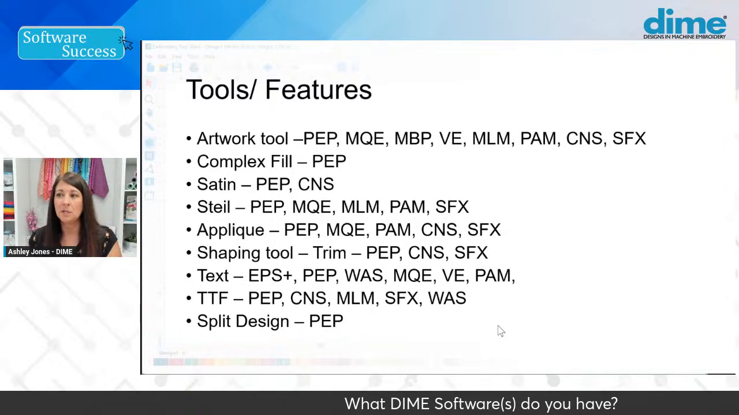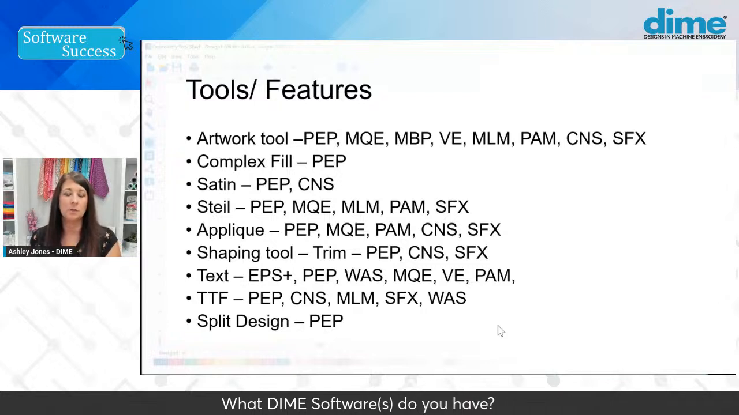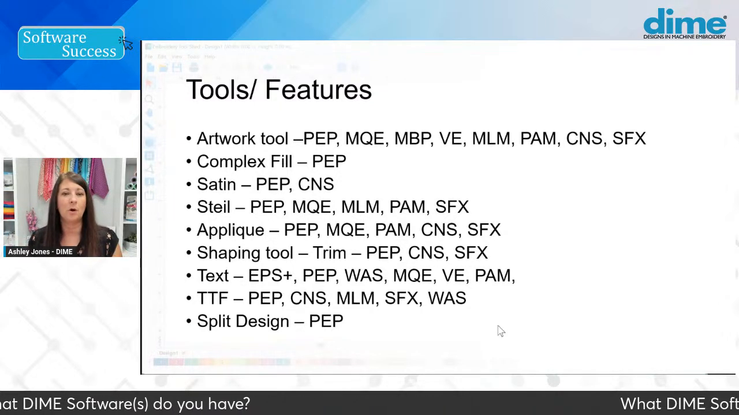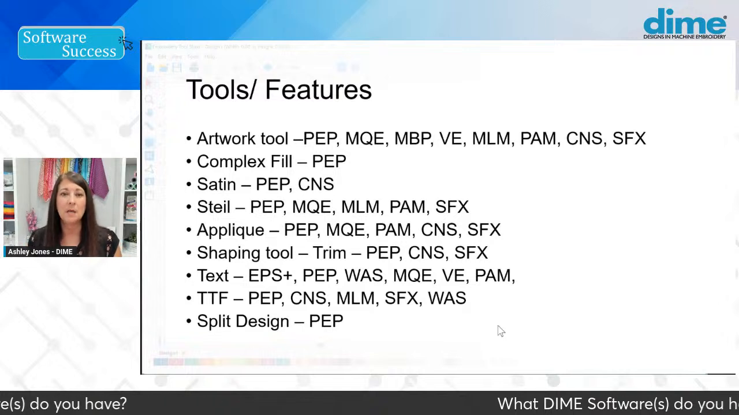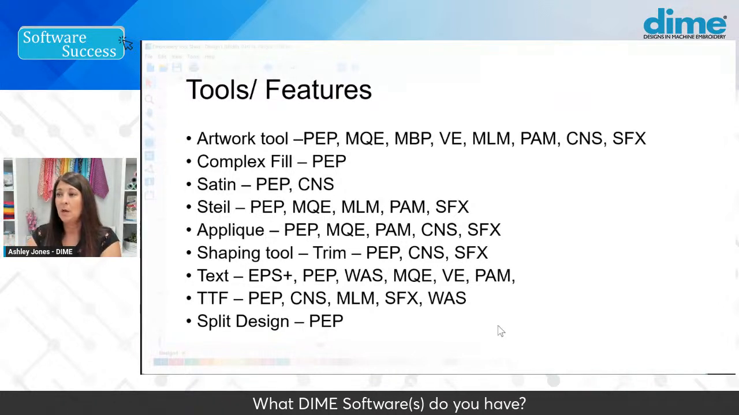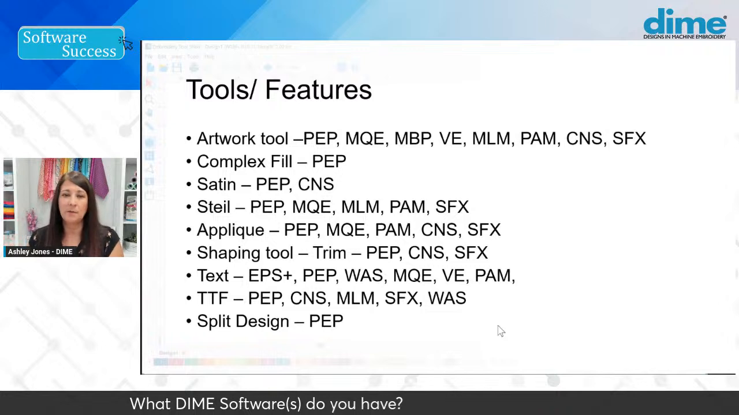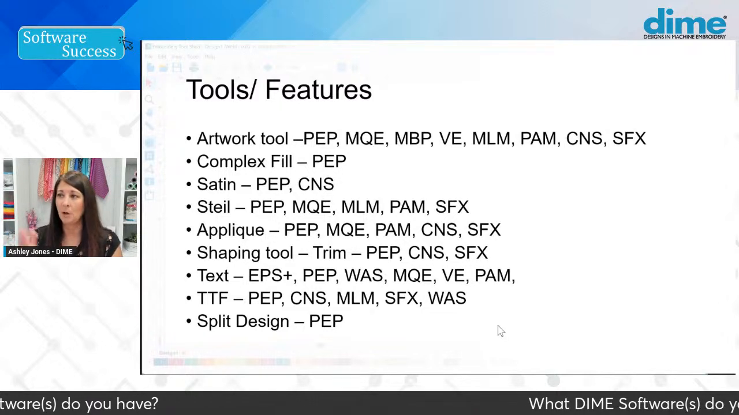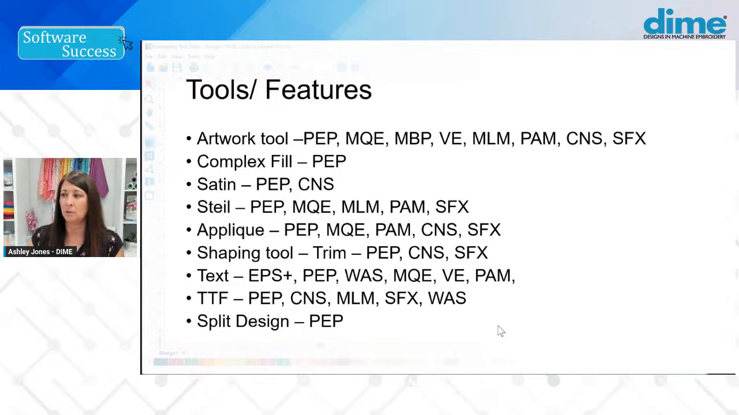So today we're going to be using the artwork tool, and the artwork tool is how you can draw a shape and then use it for your designing purposes. And we actually have that artwork tool in a lot of our software. So those are listed there. Those abbreviations are for the software name. So Perfect Embroidery Pro, My Quilt Embellisher, My Block Piecer, Vintage Embroidery software, My Lace Maker, Patch and Applique Maker, Cut and Stitch, and Special Effects for the artwork tool.